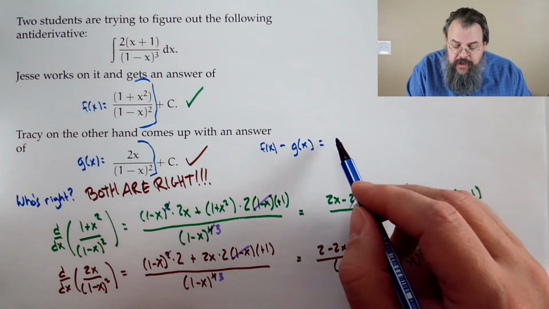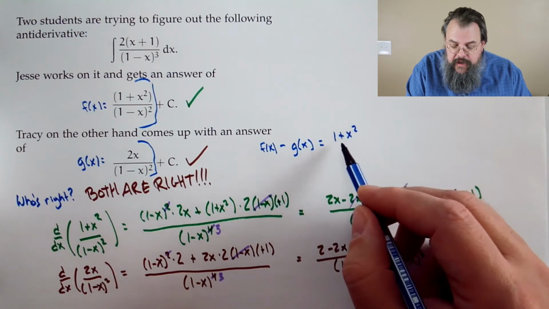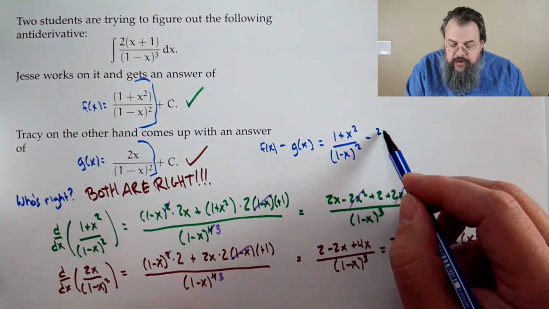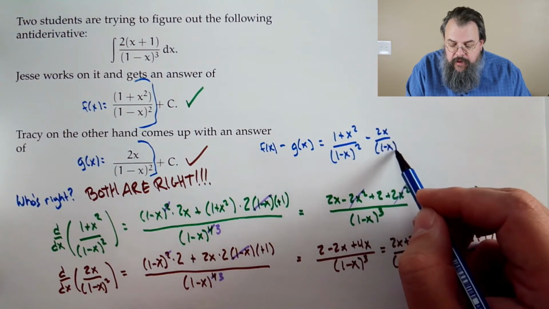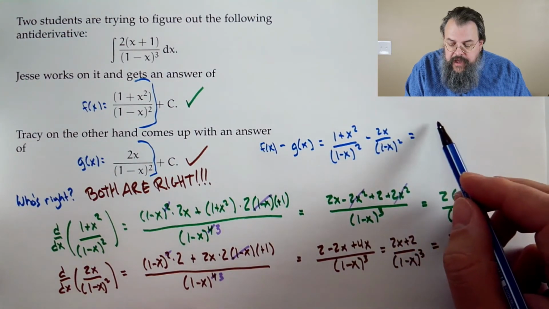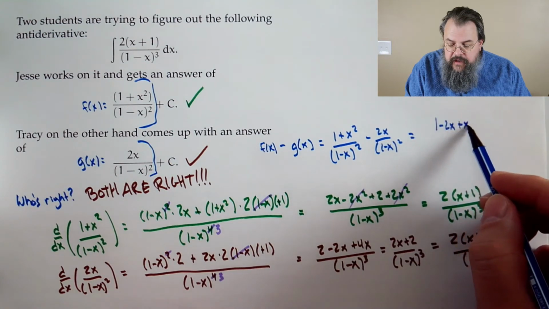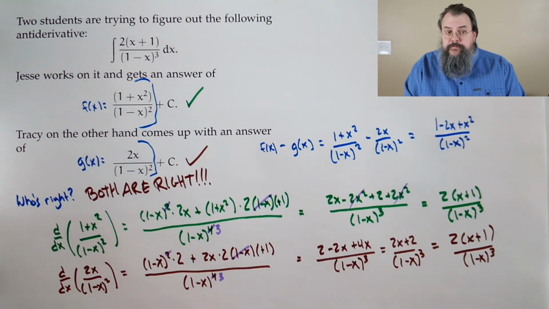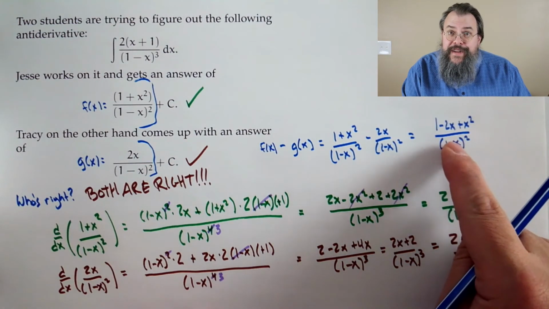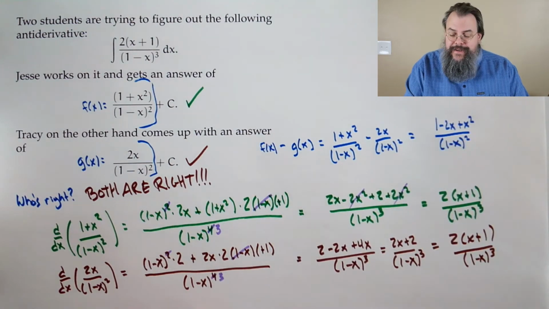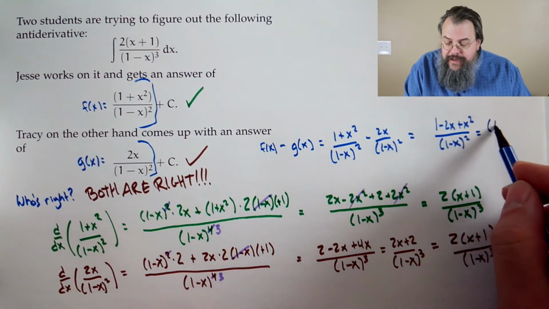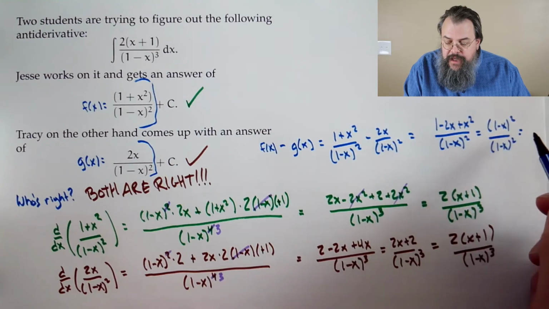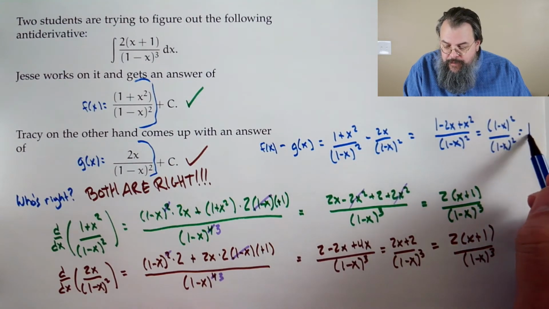Now, if we do it, we're going to get 1 plus x squared over 1 minus x quantity squared, subtract 2x over 1 minus x quantity squared. Well, that's 1 minus 2x plus x squared over 1 minus x squared. What's another way to say 1 minus 2x plus x squared? Another way to say that is 1 minus x squared, and then there's 1 minus x squared, which means it's 1.